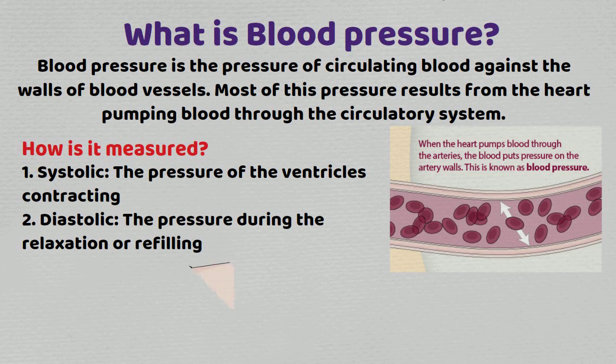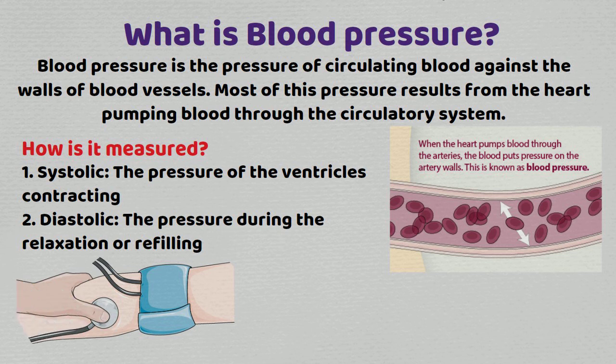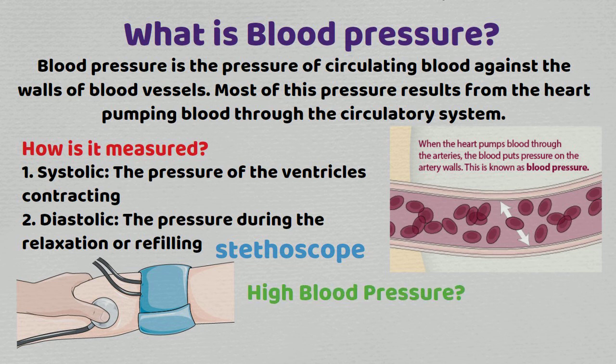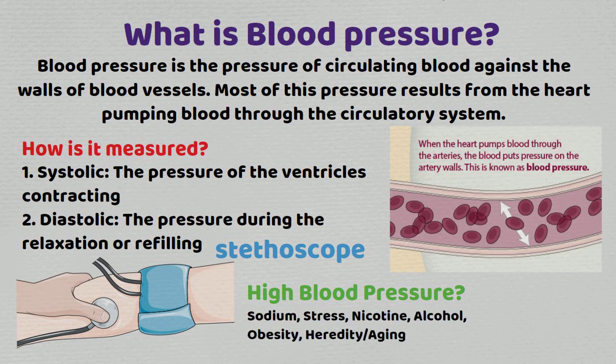The measuring is done with a stethoscope, where you listen and you note down the systolic pressure over the diastolic pressure. The average blood pressure reading is 120/80. So what causes high blood pressure? There's many factors that can lead or increase the risk of high blood pressure. These include high sodium intake, high stress levels, nicotine or cigarettes, high alcohol consumption, obesity, aging, and it can even be hereditary.